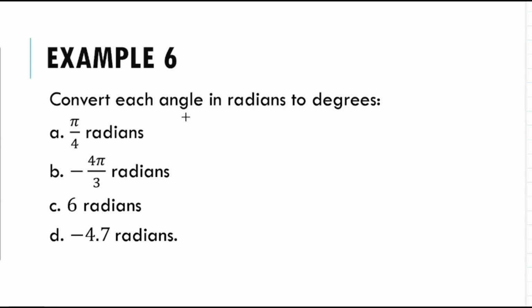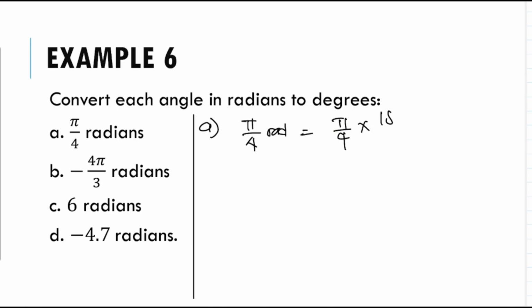Example 6. Convert each angle in radians to degree. So these angles are in radian, we want to convert to degree. So we have pi over 4 radian equals pi over 4 multiplied by 180 degree divided by pi. Okay, so pi cancels pi, 4 here 1, 4 here, that's 4 in 18 is 4, 4 times 4 is 16, 20. So this is 45 degree.